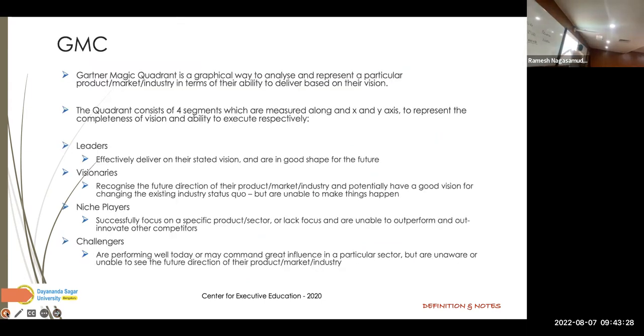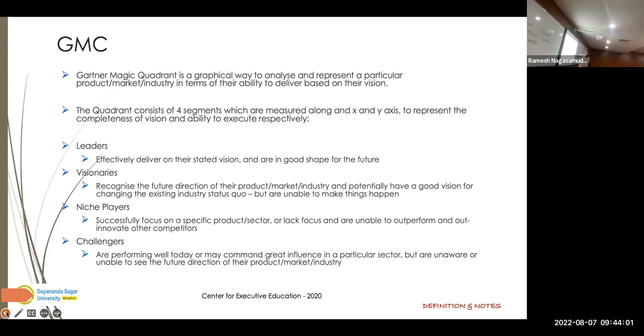Leaders effectively deliver the vision, that is, execute, and have a good shape for the future. They really know where they're going. Visionaries are unable to make things happen. They're great dreamers. There used to be a TV serial called Mungeri Lal Ke Haseen Sapne, a very old serial, you guys won't know it. This guy sees something and gets into a dream. So these guys can dream very well.